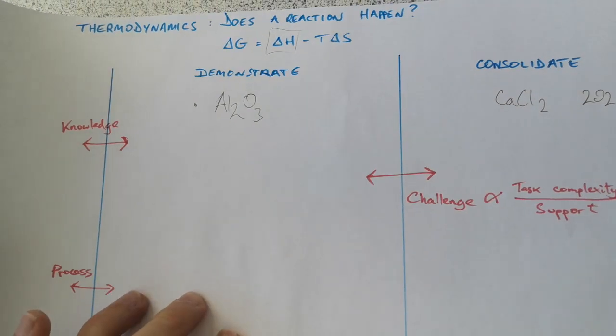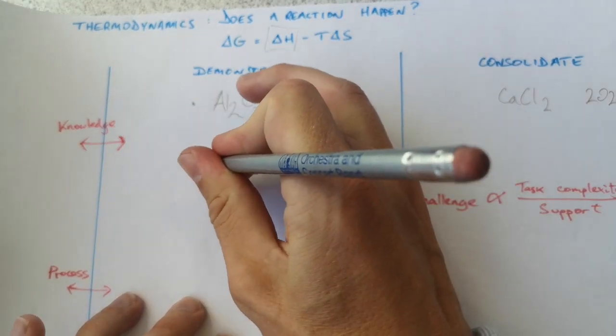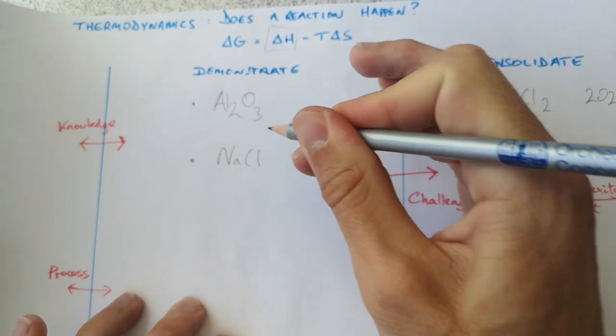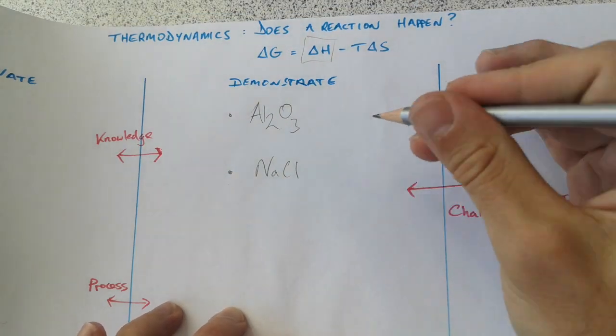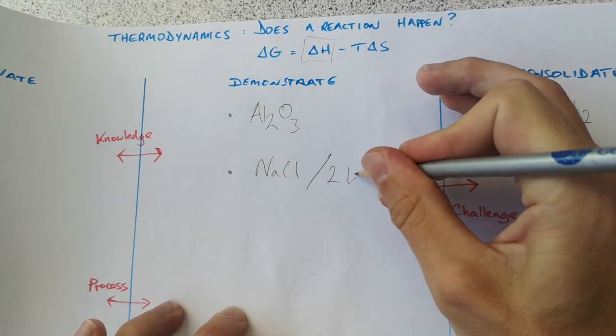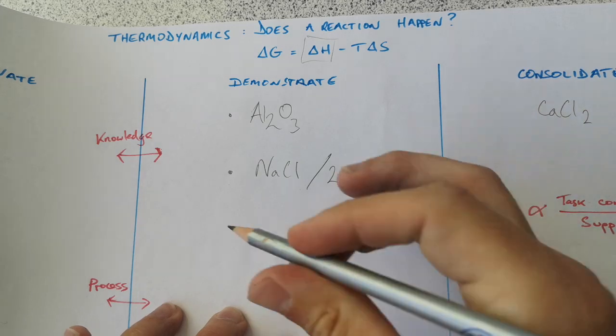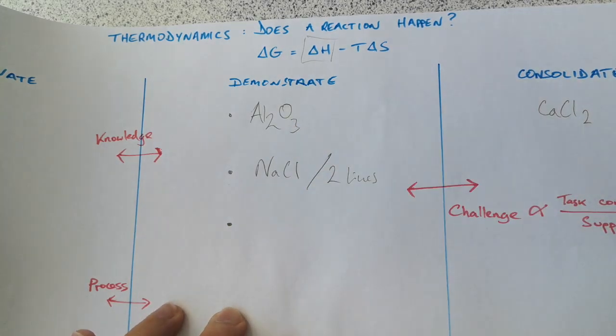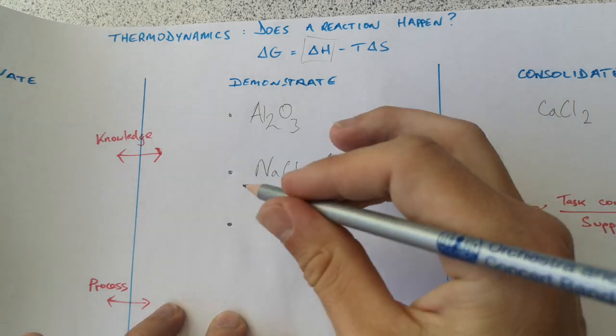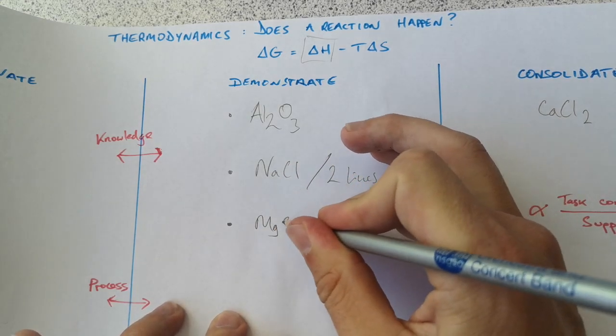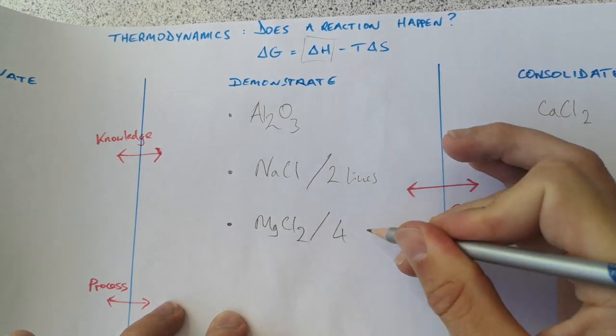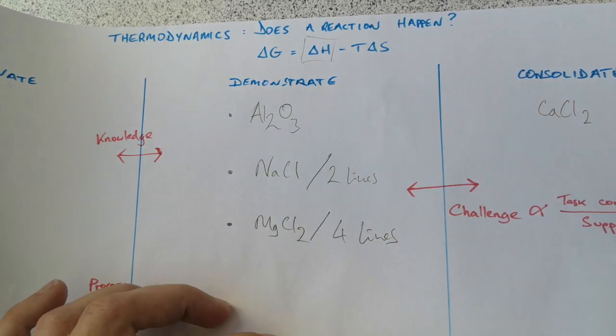Then I'm going to think about maybe a middle layer. So here I'm going to give them something like sodium chloride, NaCl, and maybe just give them a little bit of support, maybe something like 2 lines. And then finally, a good jumping off point for my demonstration would be something that hopefully everybody could access quite nicely, maybe magnesium chloride, and give them, let's say, 4 lines of support.